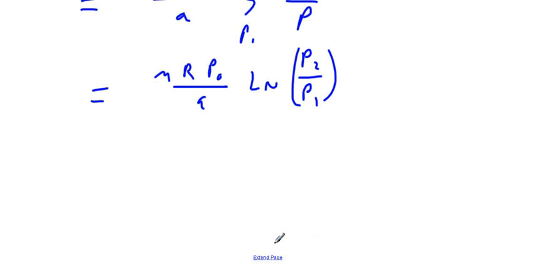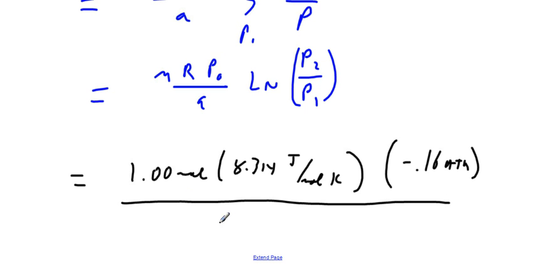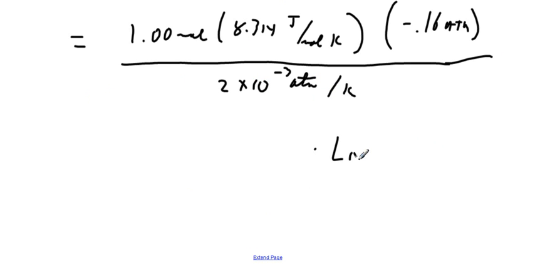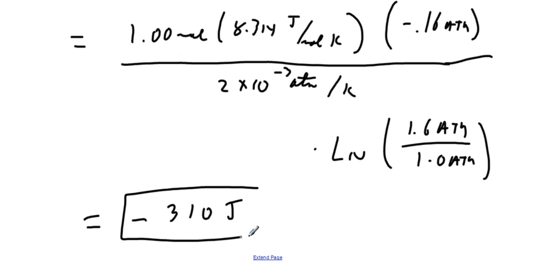All right, now we can throw in all of our values, and we end up with 1 mole, 8.314 joules per mole Kelvin, P naught minus 0.16 atmosphere, divided by my A, 2 times 10 to the minus third atmosphere per K. And I ran out of room again, so it's going to be times the natural log of 1.6 atmospheres divided by 1.0 atmospheres. And we end up with minus 310 joules. Okay, so that's the work done by the process.